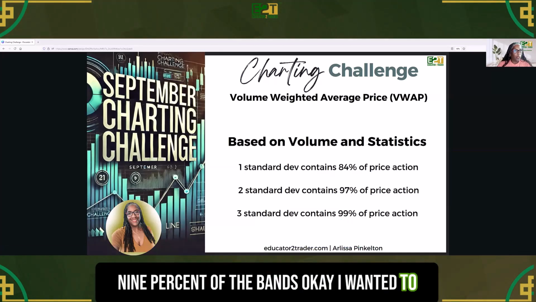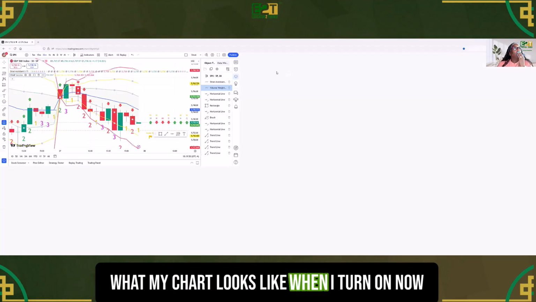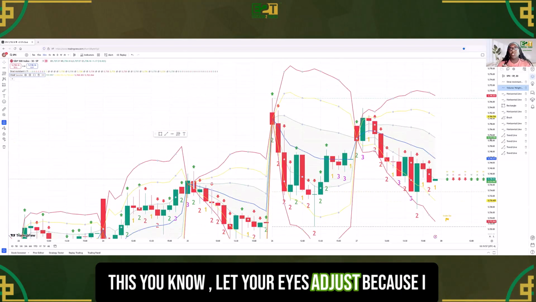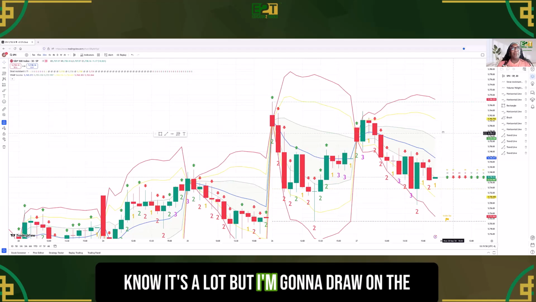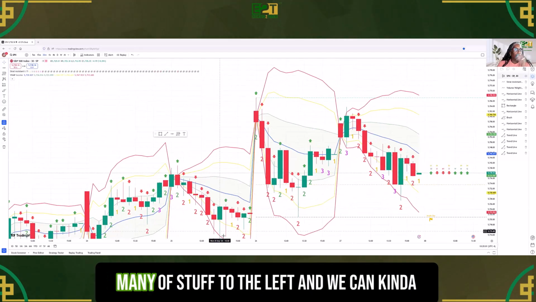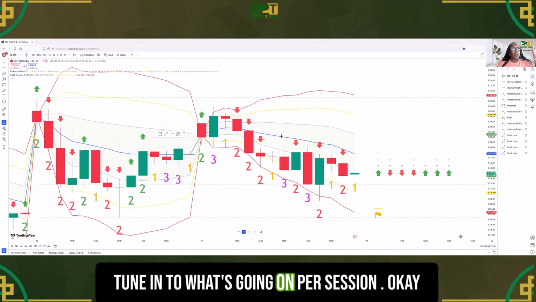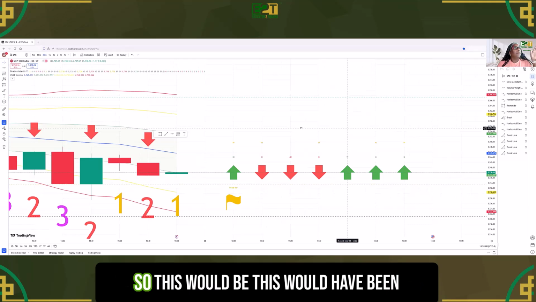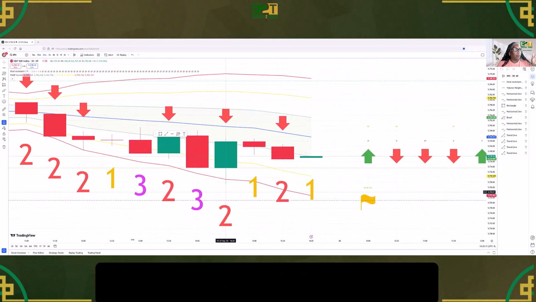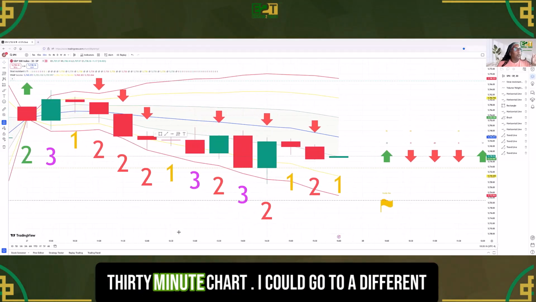Okay, I wanted to show what my chart looks like when I turn this on. Let your eyes adjust because I know it's a lot, but I'm going to draw on the chart because I want you to be able to see. I'm going to make it bigger. That way we don't see as much of the stuff to the left and we can tune in to what's going on per session. Okay, so this would have been yesterday. I'm on the 30-minute chart.